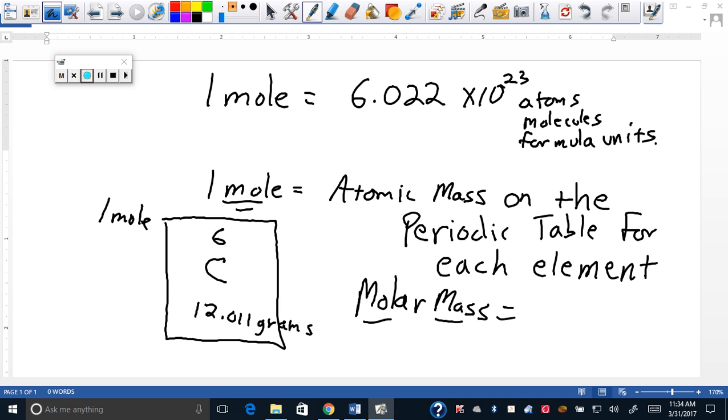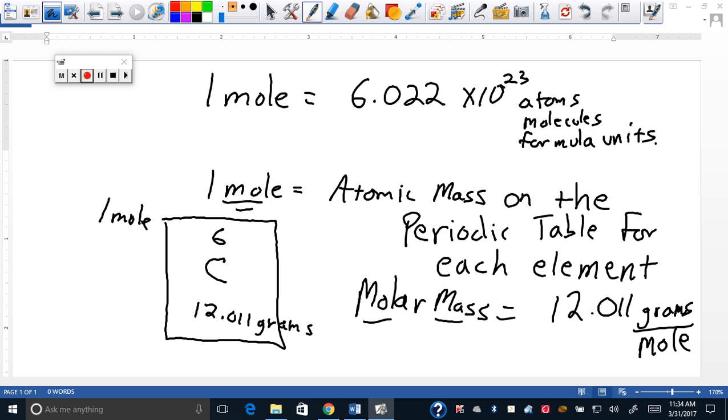We have 6.022 times 10 to the 23rd. A mole is equal to the atomic mass on the periodic table for each element. And a molar mass is just the grams that you get off of the periodic table. So, the molar mass of carbon would be what? 12.011 grams in this box, which means 1 mole. Okay? 12.011 grams per mole.